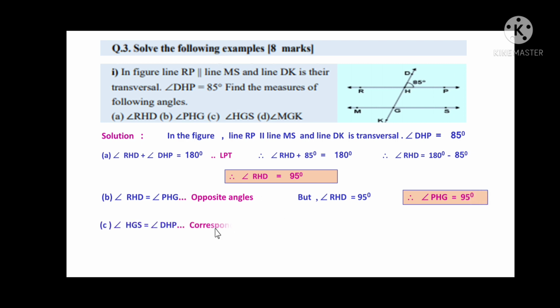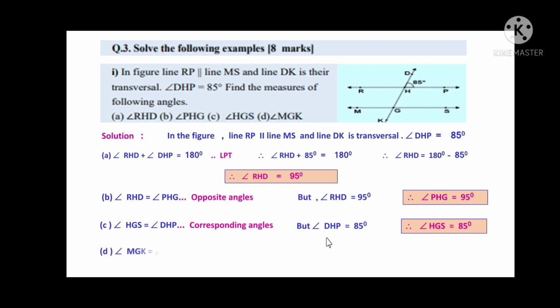Third, angle HGS is equal to angle DHP, which are forming the corresponding angles. Angle HGS and angle PHD, or you can say DHP. But we know that angle DHP is 85. Therefore, we will get that angle HGS is equal to 85 degrees.